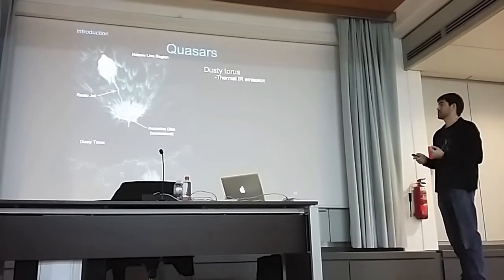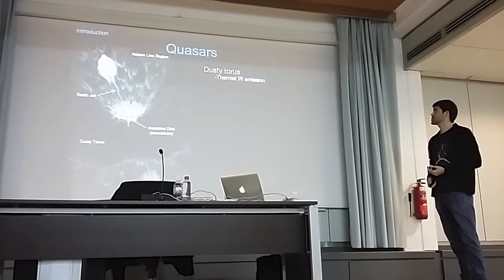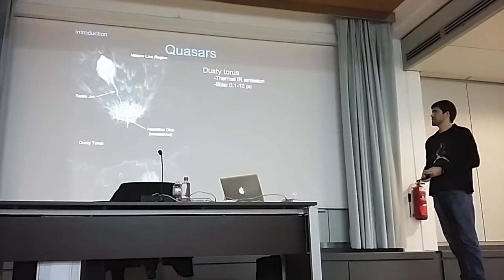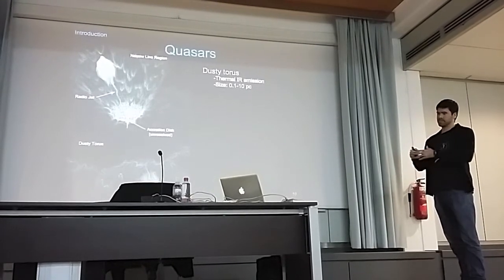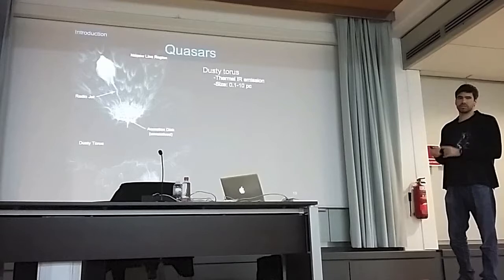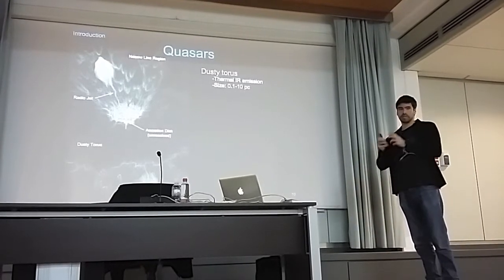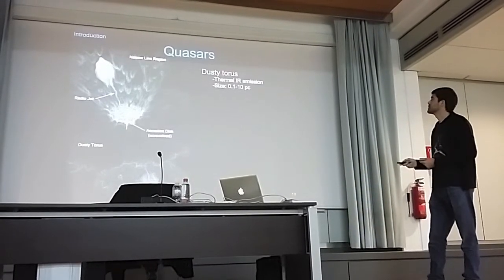This torus is warm dust, so it makes thermal infrared emission. The size is much larger, from 0.1 to 10 parsecs, with an inner edge defined by the distance at which the temperature is so high that the dust grains cannot remain, and it's not very thick anymore.